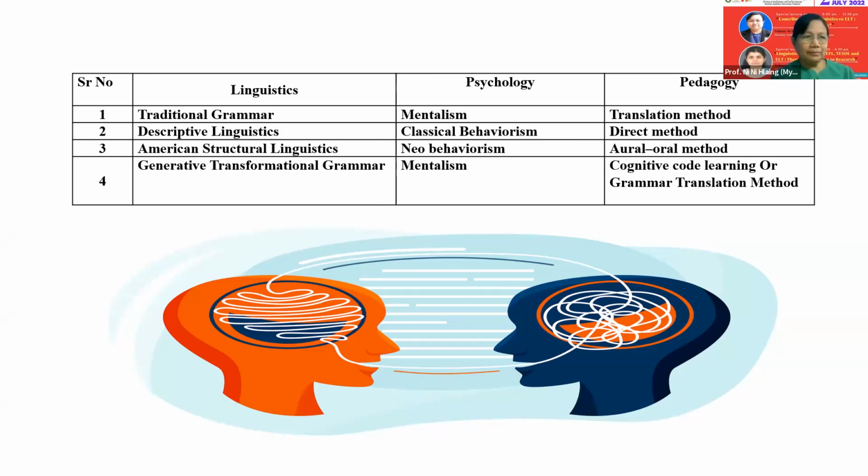Yes. What about the pedagogy for this approach? Mentalism meant it depends on our mind. Pedagogy or teaching method. I mean, you have to say about pedagogy or teaching method for this approach. Grammar translation method. Yes, grammar translation method or cognitive code learning goes to the generative transformational grammar.